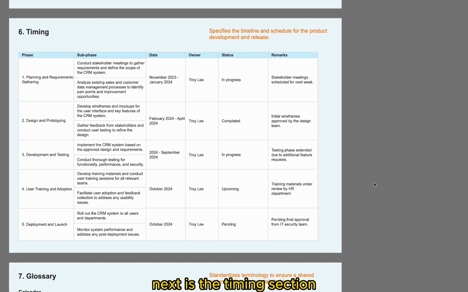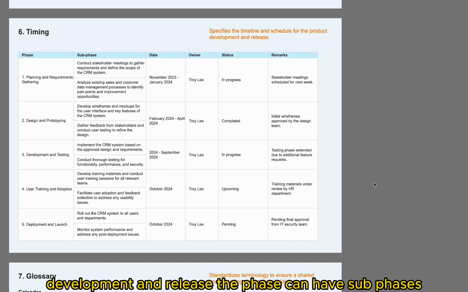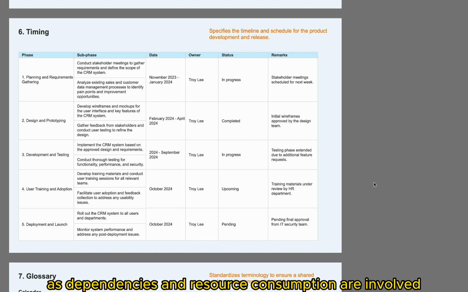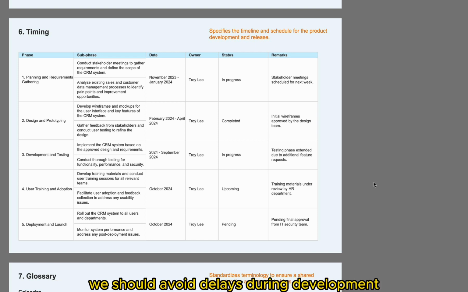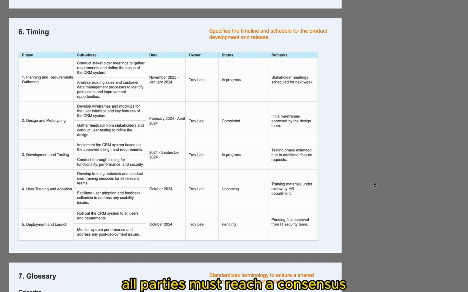Next is the timing section. It specifies the timeline and schedule for the product development and release. The phase can have subphases, and the date represents a time period. As dependencies and resource consumption are involved, we should avoid delays during development. If significant adjustments to the development timeline are necessary, all parties must reach a consensus.